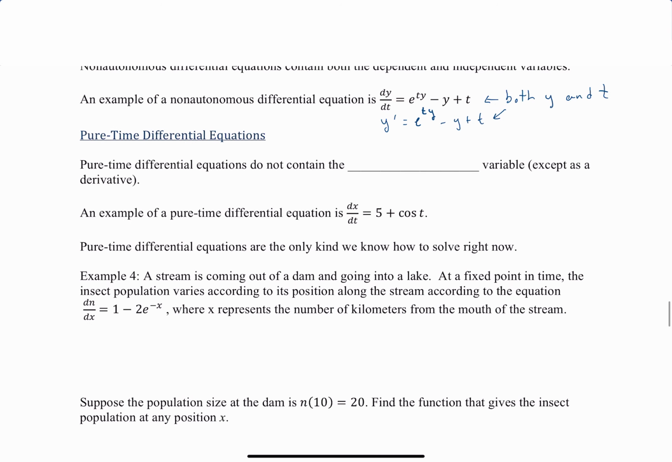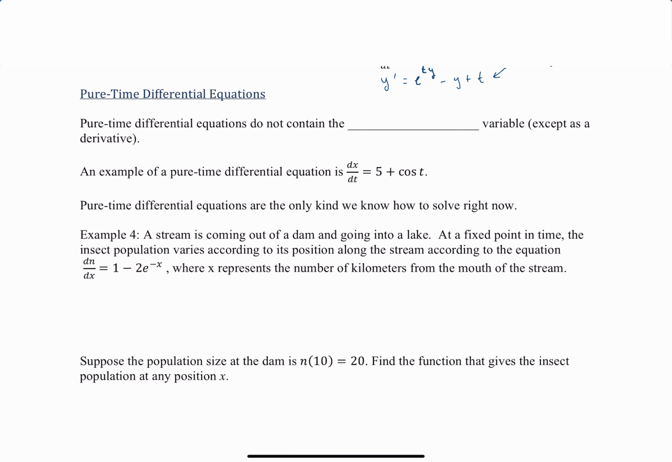Last are pure time differential equations. Pure time differential equations do not contain the dependent variable, only its derivative. So an example of a pure time differential equation is dx/dt equals 5 plus cosine of t. There's no x on the right-hand side. In fact, there's no x at all in there except as a derivative.